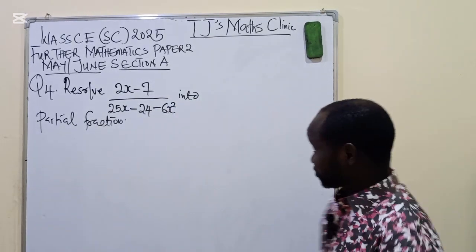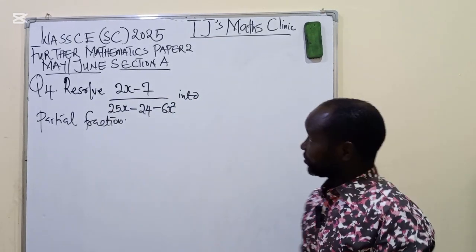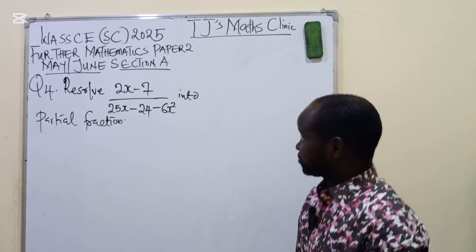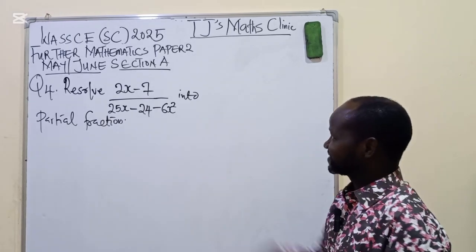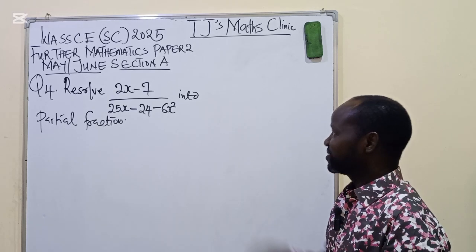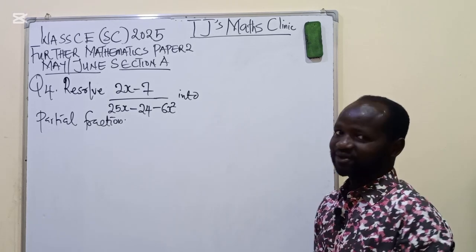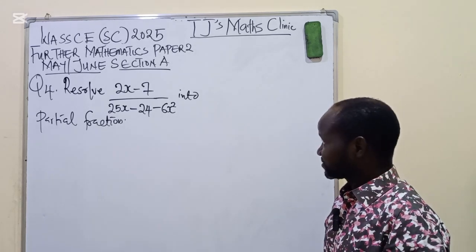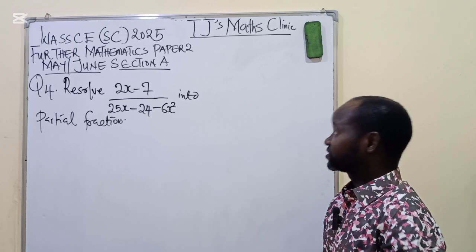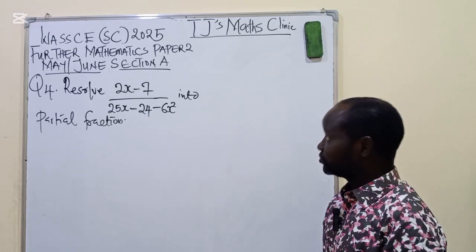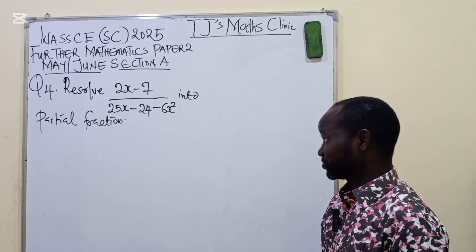In today's presentation, we continue with our solutions to WAEC 2025. This is for school candidates, elective mathematics, that is further mathematics paper 2, May/June, section A, which is the compulsory part. With us here is question 4. In my previous video, I've solved questions 1 to 3. Let's look at how we can handle this question 4.